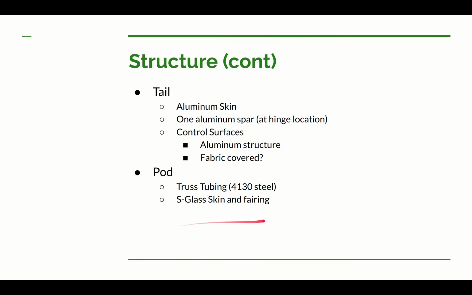Now, the next thing to talk about is the fuselage, or the pod that the engine and the pilot sit in. Now, I went back and forth on how I want to do this quite a bit. So right now, I'm thinking of doing a steel tubing fuselage, but covering it with an S-glass skin, which will be nice and faired. Now, this is not necessarily the lightest way to do this.